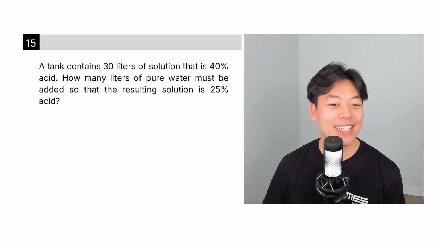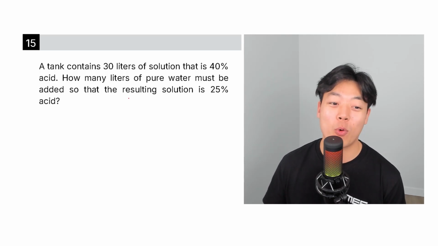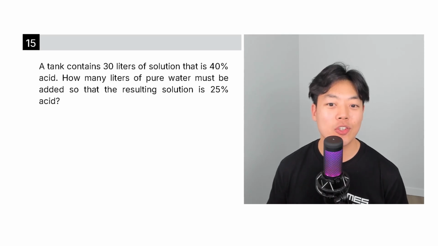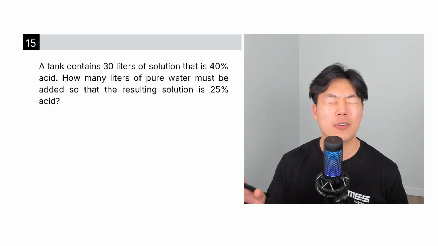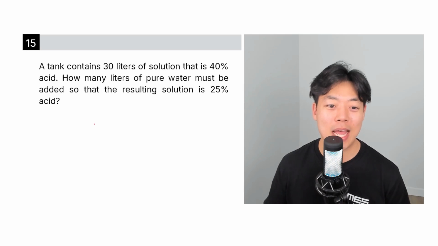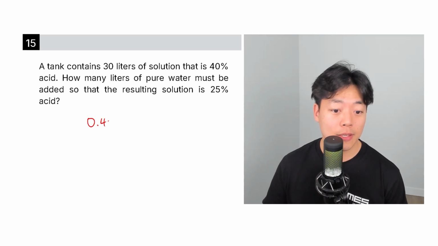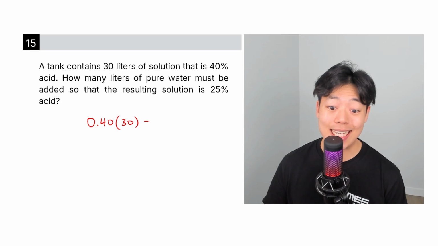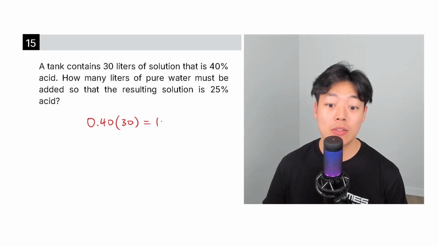15. A tank contains 30 liters of solution that is 40% acid. The first thing you should do here, don't read the whole question ever, just go step by step. We have 40% of a 30-liter solution is acid. What is that? That's 12. 12 liters of acid is how much we have.